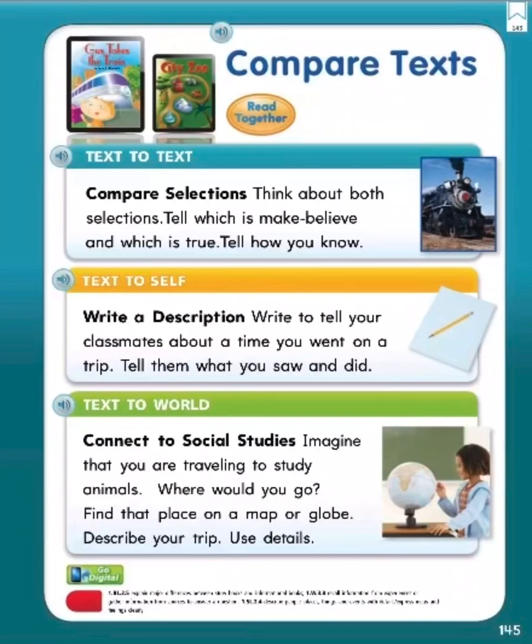Text to world. Connect to social studies. Imagine that you are traveling to study animals. Where would you go? Find that place on a map or globe. Describe your trip. Use details.